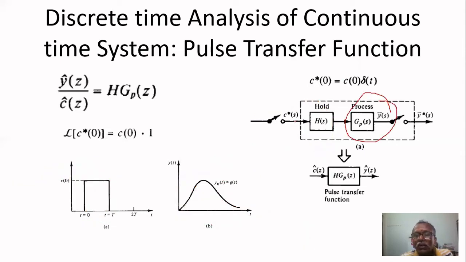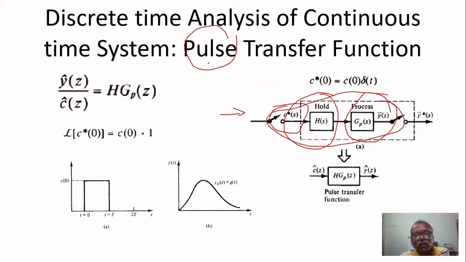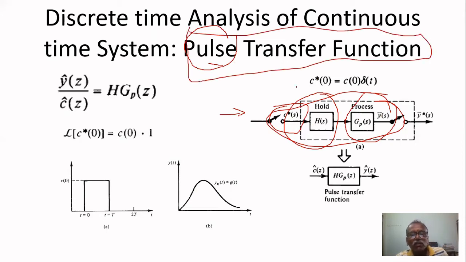For that, you cannot give a discrete input. That's why this discrete input must be converted into a continuous one. For that, this hold circuit is there. It is called the pulse transfer function because the inputs are pulses. For those pulses, if you find the Z transform of output by input, then it is called the pulse transfer function. It is the transfer function for pulse input.